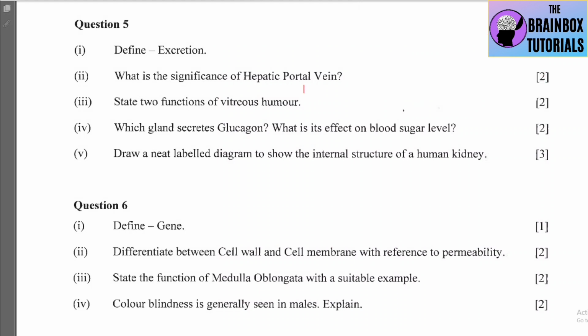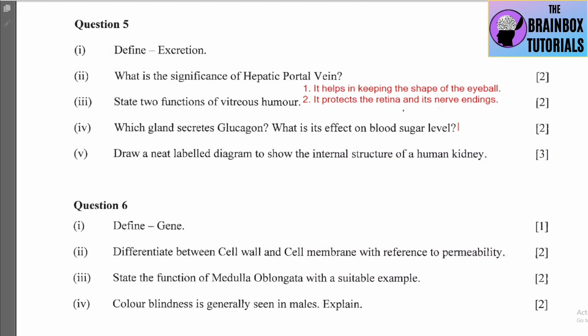Part 3 is state 2 functions of vitreous humor. So first function of vitreous humor is that it helps in keeping the shape of the eyeball. And number 2 is it protects the retina and its nerve endings.